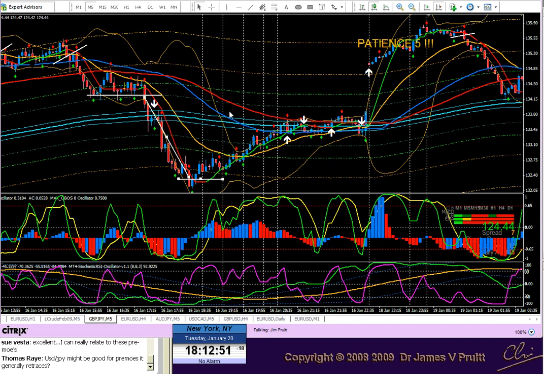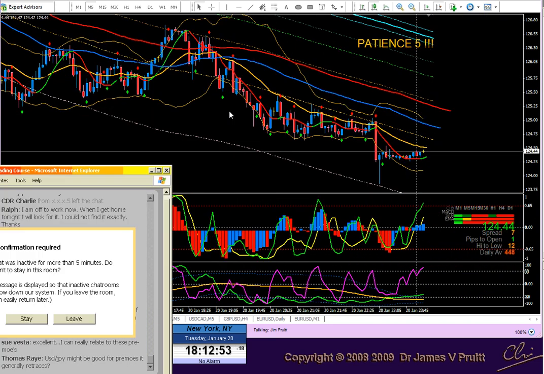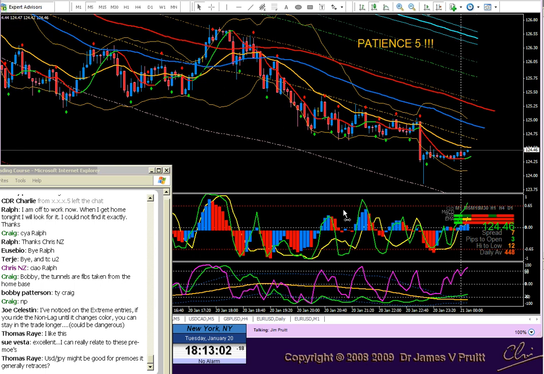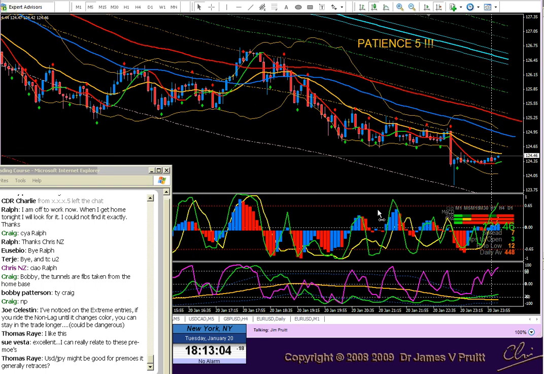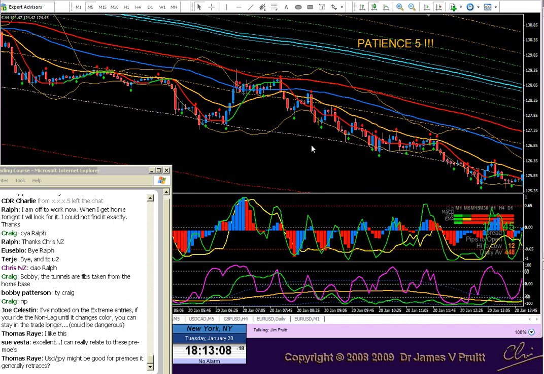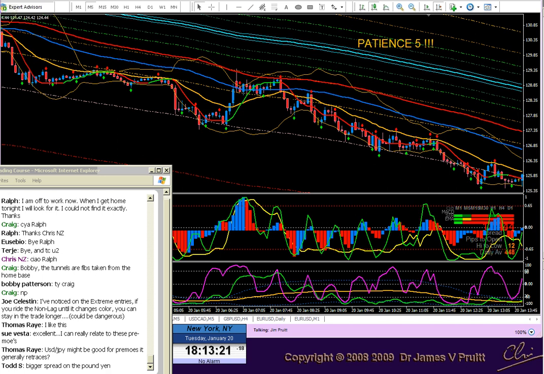Okay? Now, who said something? I can really relate to the pre-mows. Thomas Ray, U.S. Japan might be good for pre-mows. It generally retraces. Well, you can try any of them. I like the, this is the pound yen. Let me open up another pound dollar and show you a couple of the things on there. Well, where is it?